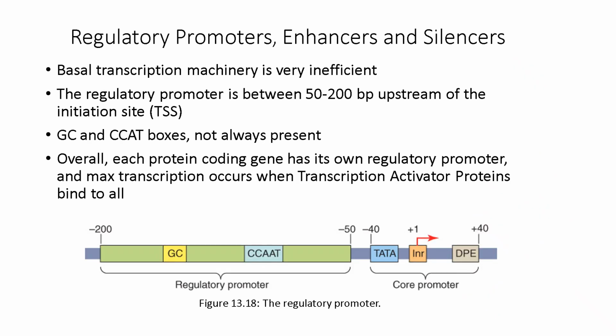While basal transcription machinery initiates transcription, it's usually inefficient. That's where regulatory promoters come in. These regions are located 50 to 200 base pairs upstream of the start site and often contain GC and CCAAT boxes. Each gene has its own regulatory promoter, and maximum transcription occurs only when transcription activator proteins bind to these regions.